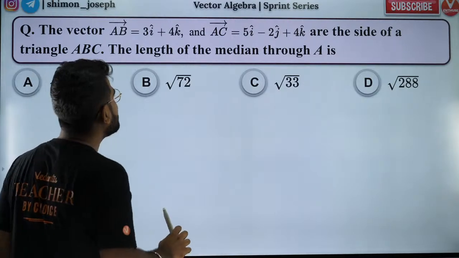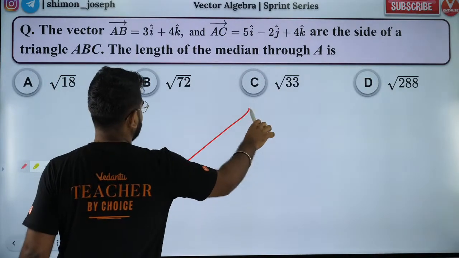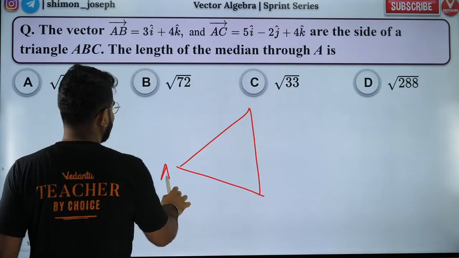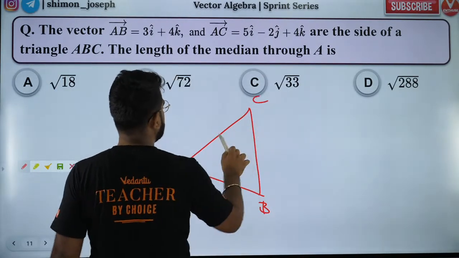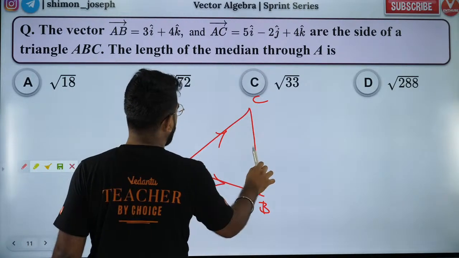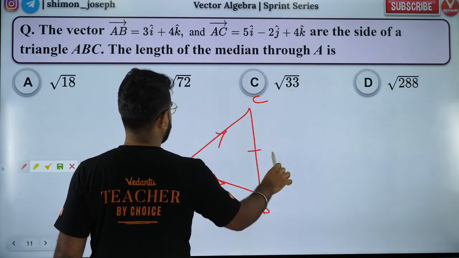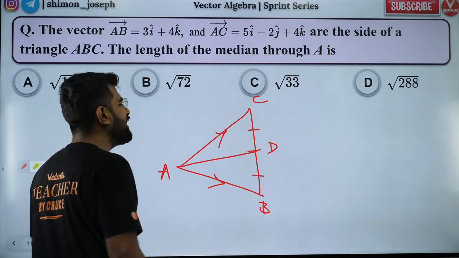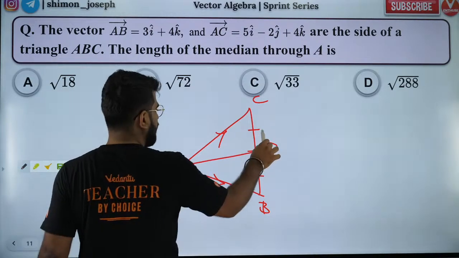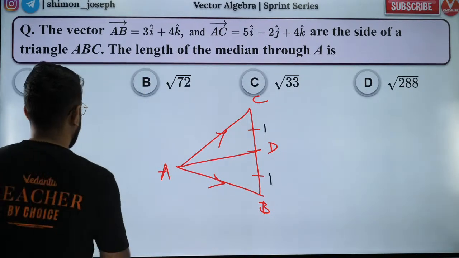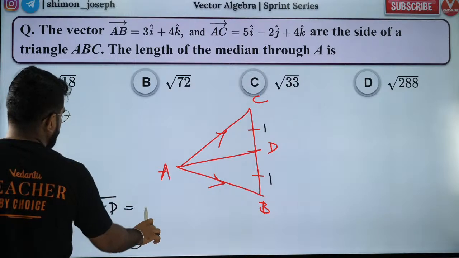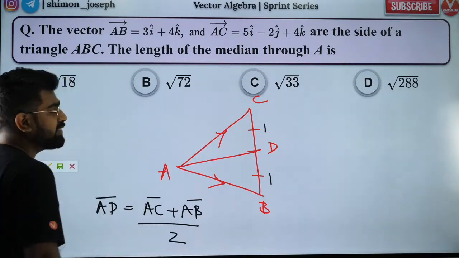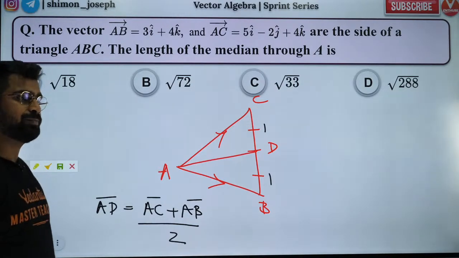So let's try to find out what the question is. You have triangle ABC, so AB and AC are given. They want you to find AD, where AD is the median. Median means it divides it into two equal parts. So if I use the section formula, the ratio is 1:1. So AD vector will be (AC vector plus AB vector) by 2. That's it. This is how you apply the section formula.